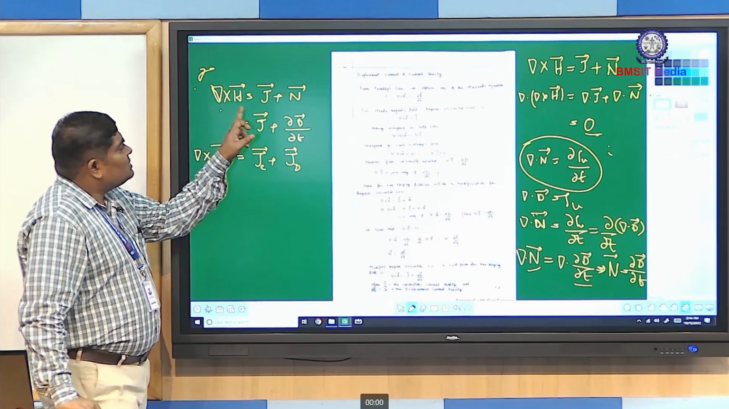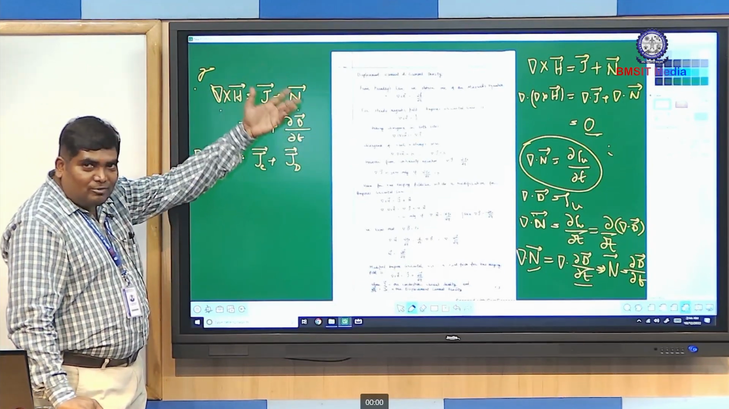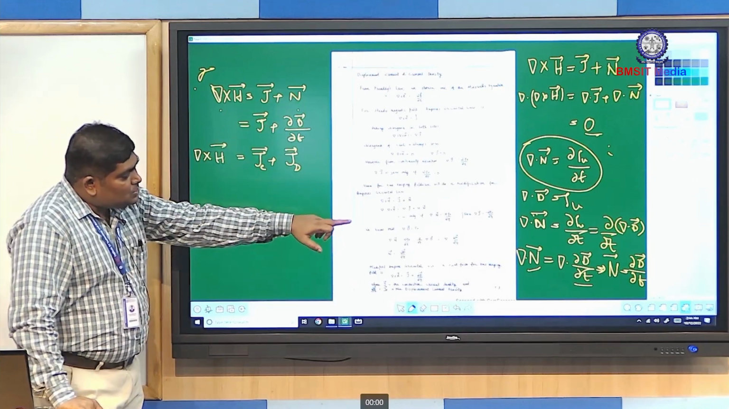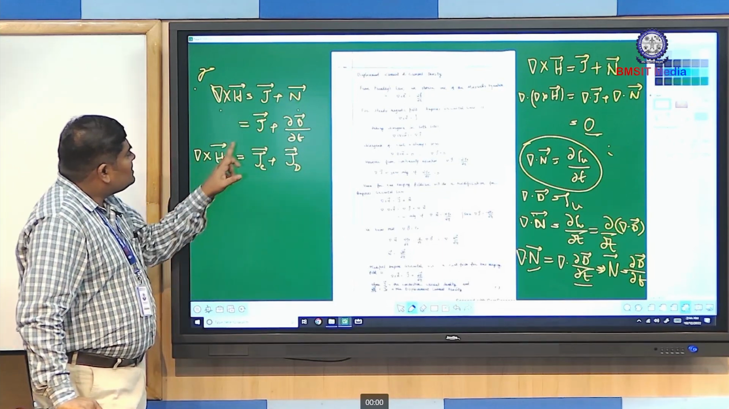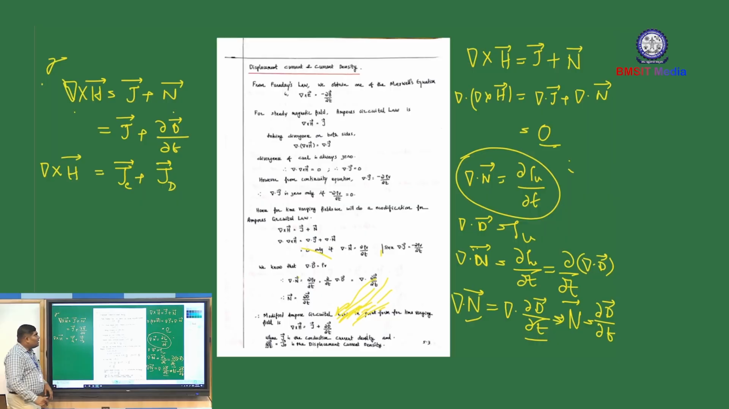Earlier it was del cross H is equal to J. Now after finding the value for the constant by modifying the equation, n cap is equal to dou D by dou t. Now del cross H is equal to J plus dou D by dou t. The first J, whatever we have considered here, is JC, the conduction current density, and the second term on the RHS, JD, is considered as displacement current density. This is called displacement current density.